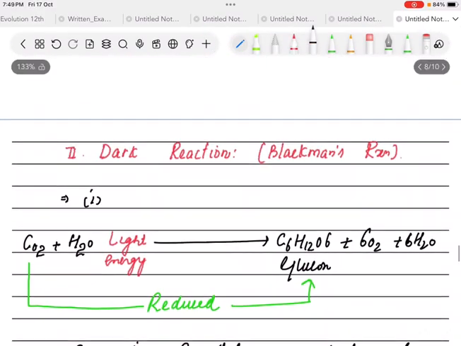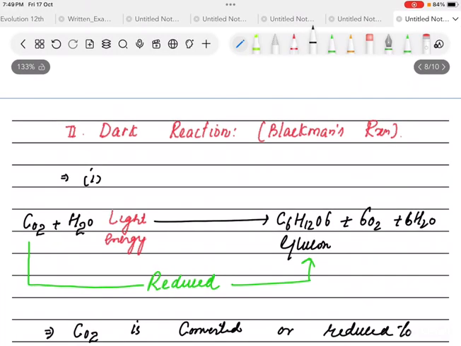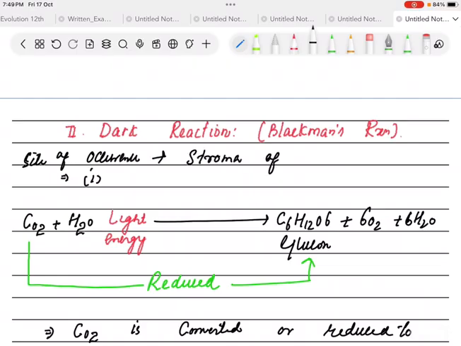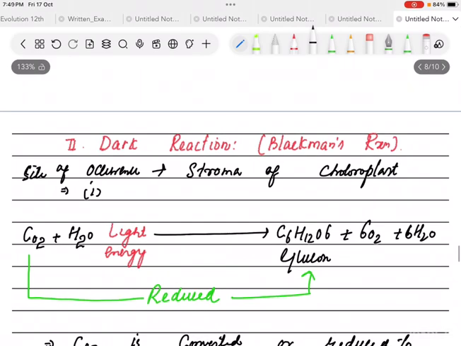Fine. And what was the site of occurrence of this dark reaction? It was the stroma of the chloroplast. Fine. I hope the concept of photosynthesis is clear to you. Thank you.